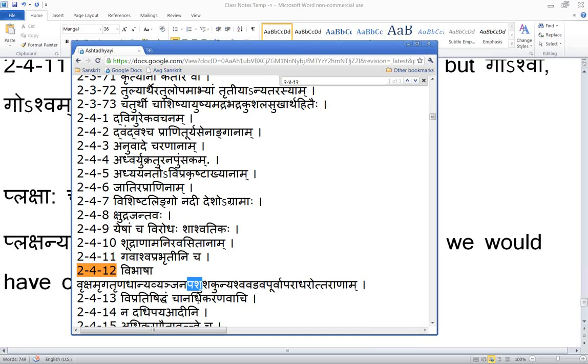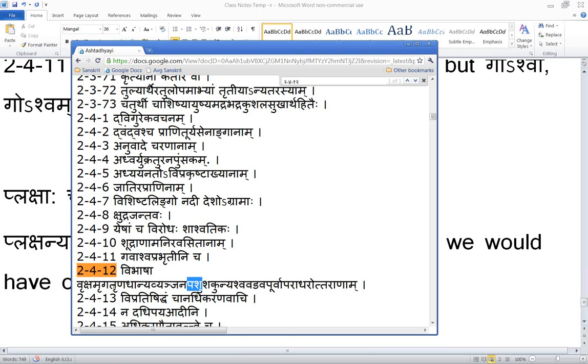Now the next one it says is mruganam mrugair eva shakuninam tair eva ubayatra dvandvaha. So when you have mruga with mruga, mruga means deer, or you have a bird with a bird, shakuni with shakuni, then only it will be vibhasha. Only then it will be vibhasha. And then anyestu saha, itaretara yoga eva niyamartham mruga shakuni grahanam.